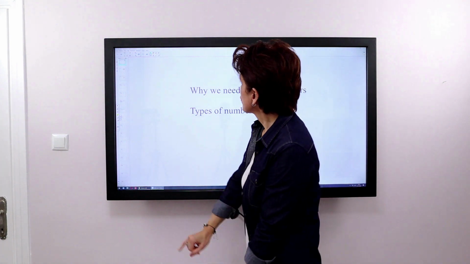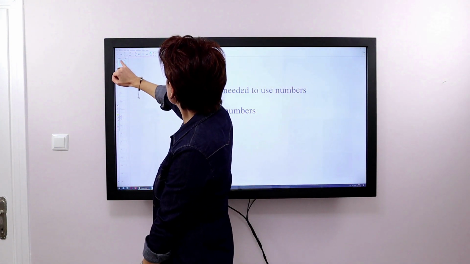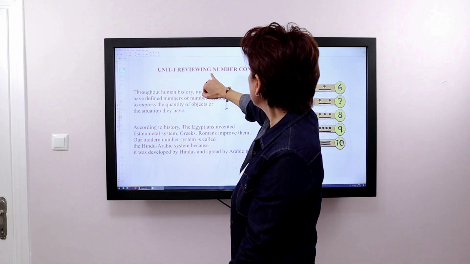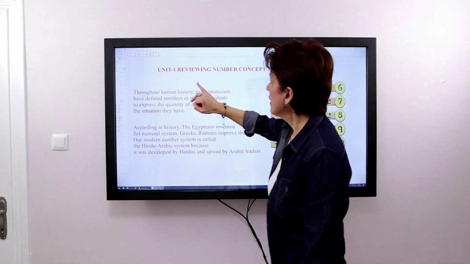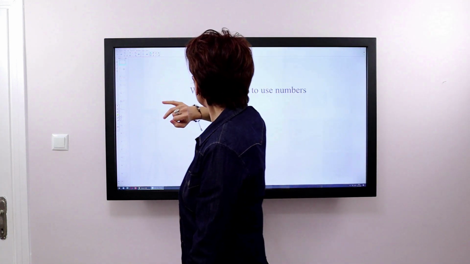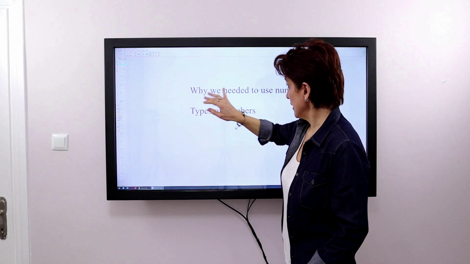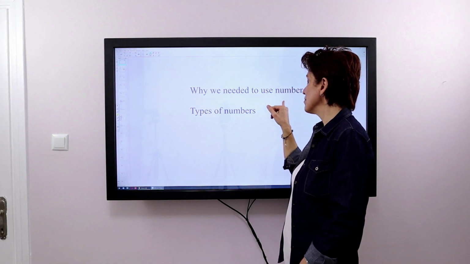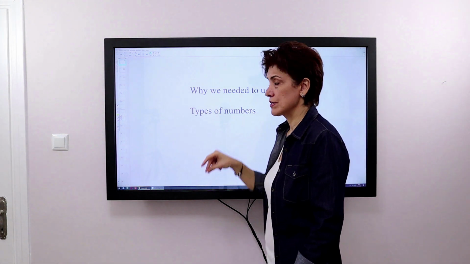Let's start our first topic. Our first topic is reviewing number concepts, okay? While learning this part, we are going to try in this lesson to understand why we need to use numbers and then the types of numbers.